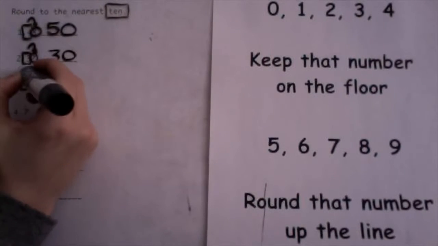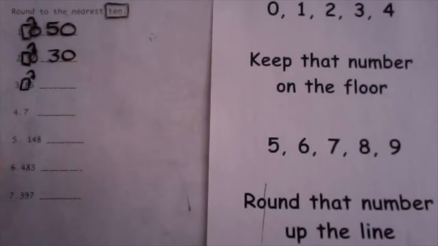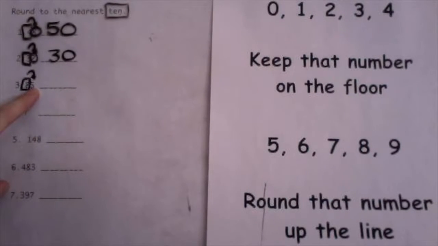And we need to look next door to see where we are going to round this number. So looking at the number, 0, 1, 2, 3, 4, keep that number on the floor. 5, 6, 7, 8, 9, round that number up the line. Well, the number 5 next door tells me to round that number up the line. So the number 8, the one that we're rounding, is going to round up.